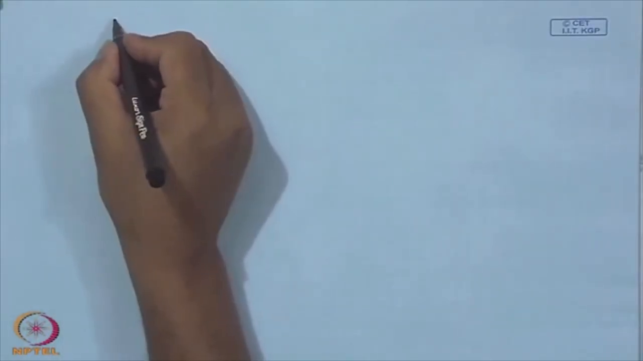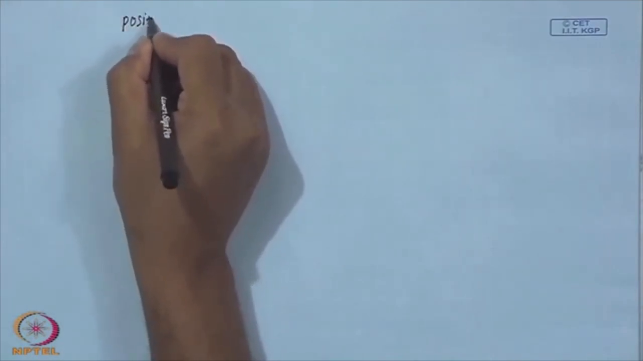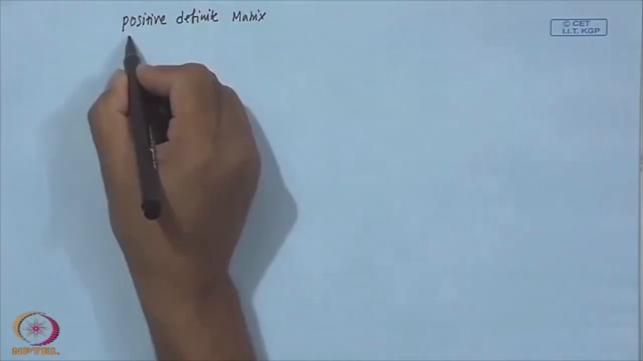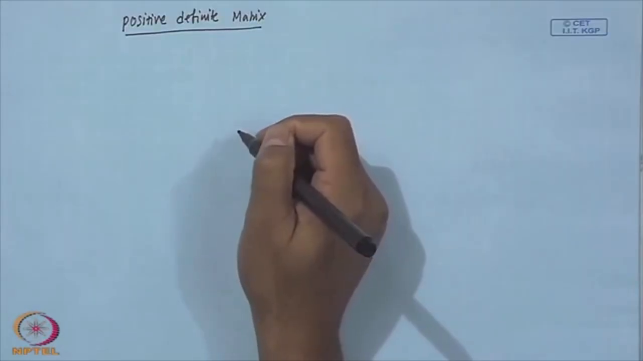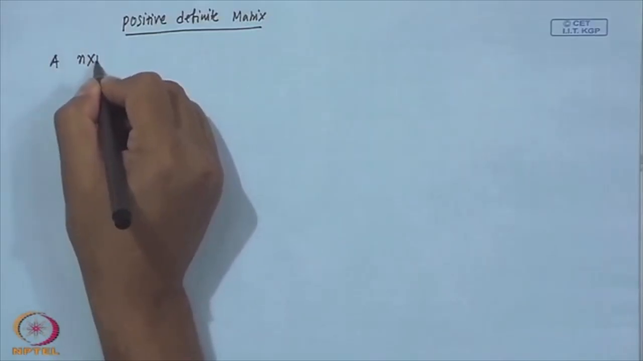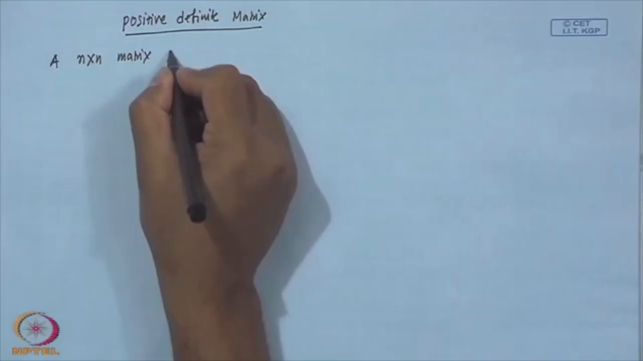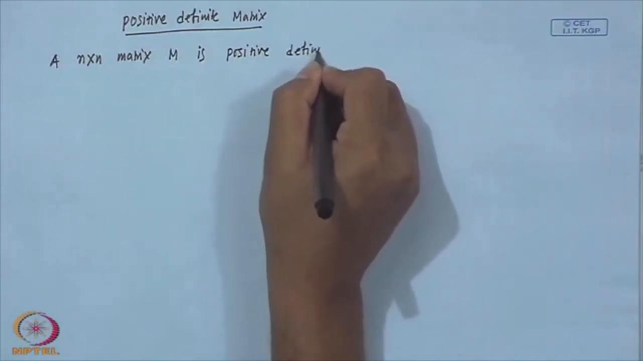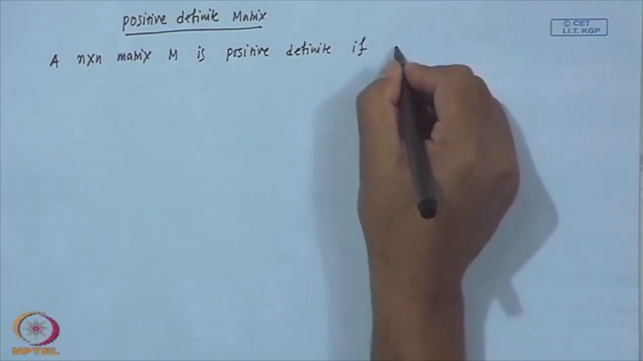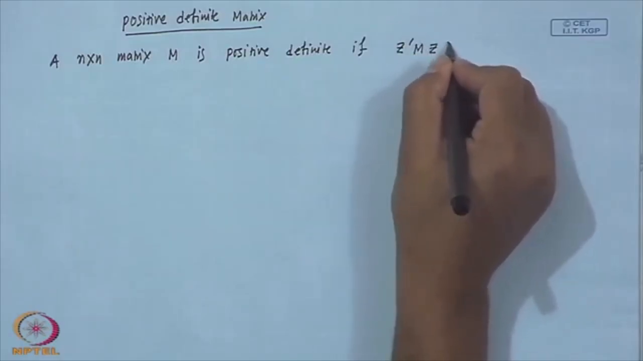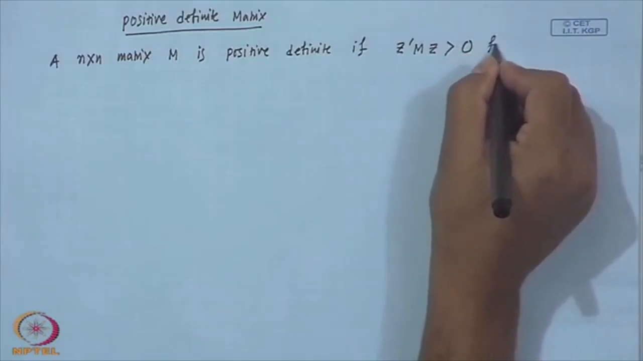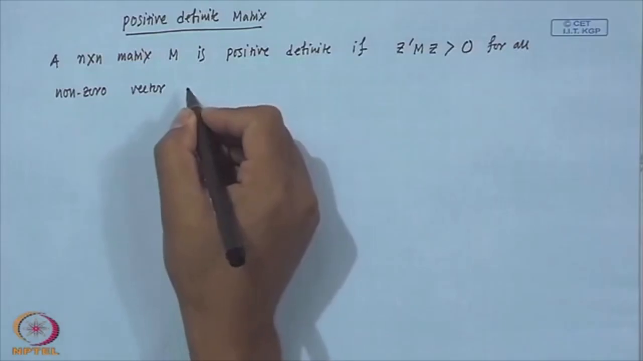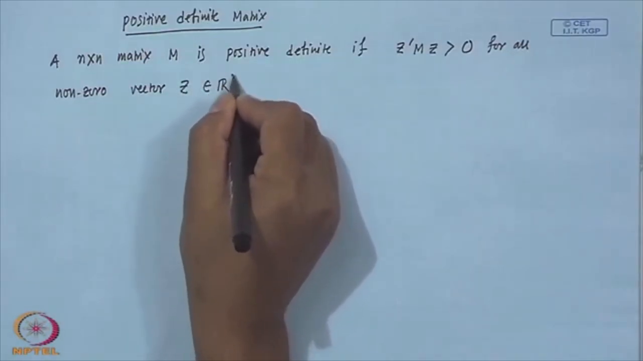Let me talk a little bit about positive definite matrices. I hope that you know about positive definite matrix. Still I will recall it. So, an n cross n matrix M is positive definite if z prime M z is strictly greater than 0 for all non-zero vectors z belonging to R to the power of n.